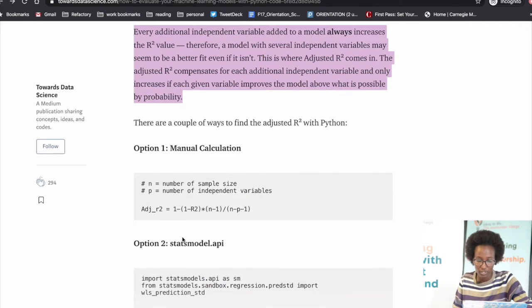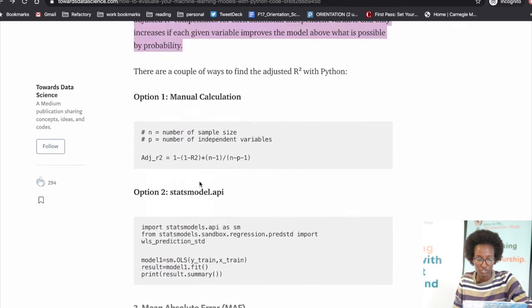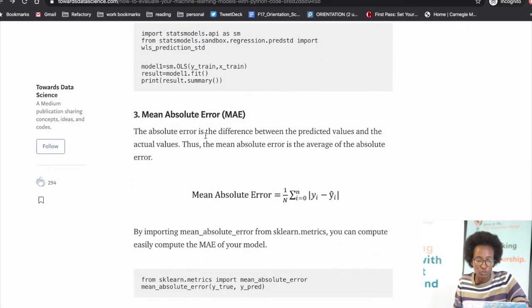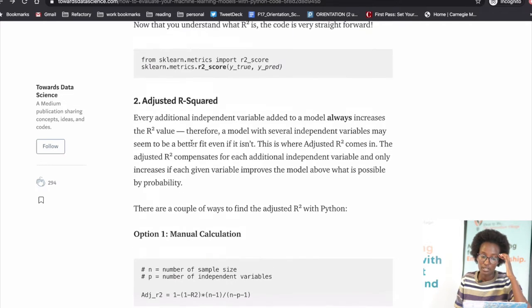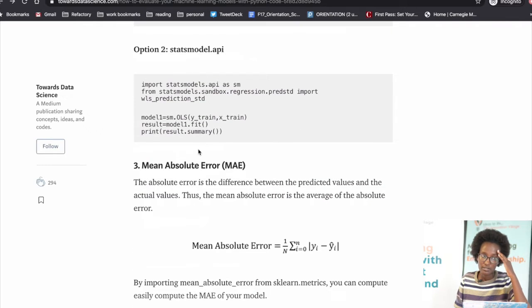So this is the manual calculation. We're not going to go through it. And then this is the option when you use a library that is already there to get the adjusted R squared. Then we go on to the mean absolute error. And remember, all these are still under the regressor evaluation techniques, okay? So when you see these terminologies, just know where they fit in the whole picture.